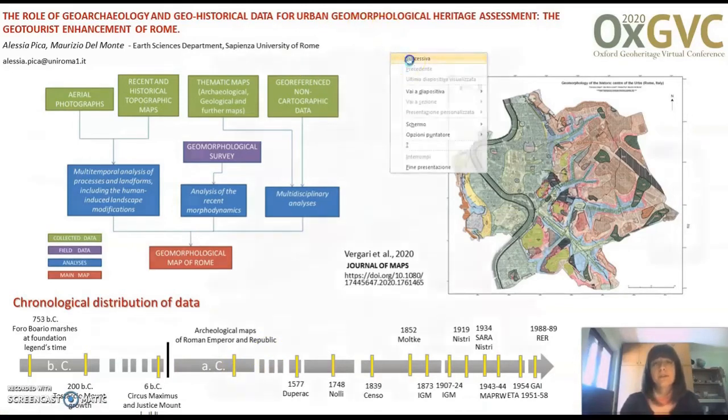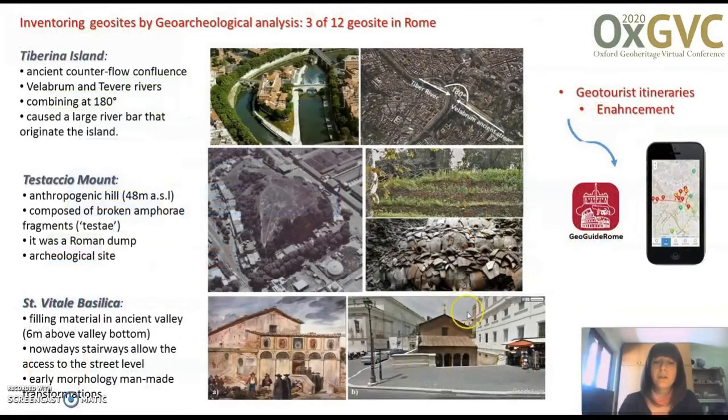Among the purposes of the urban environmental analysis, urban geoheritage inventory is very challenging and really interesting, especially in a city like Rome, where the mixture of culture and nature is very exciting. Our analysis highlighted 12 geosites within Rome city center. 3 of them are shown in the picture, and their characteristics are described.